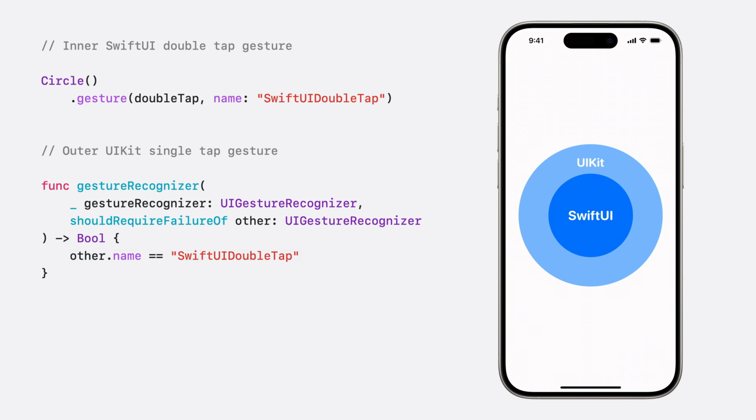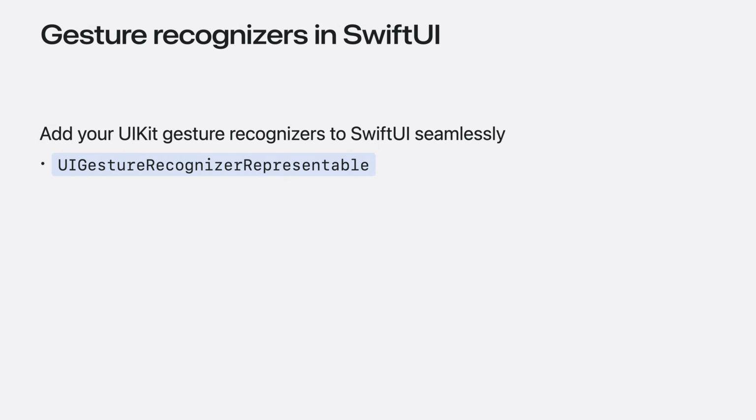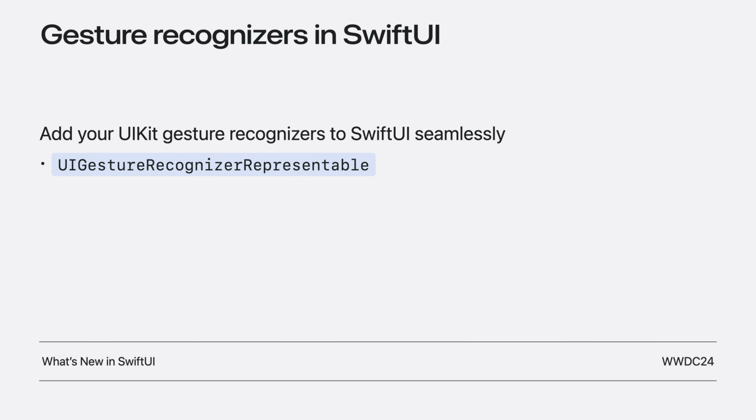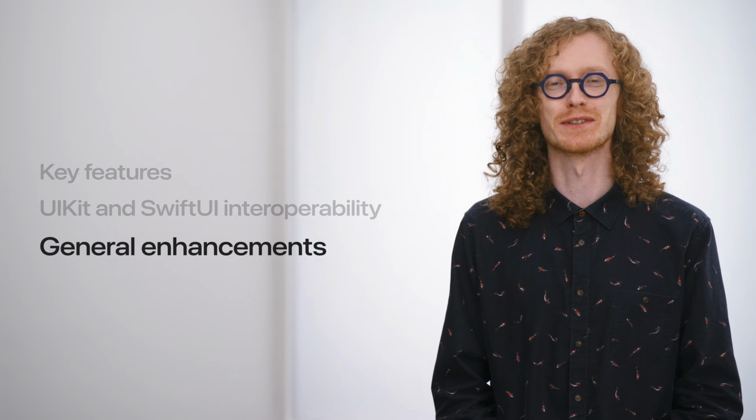This way, the single tap gesture recognizer coming from UIKit will only fire when the double tap SwiftUI gesture fails, achieving the desired effect. In iOS 18, you can now add your existing UIKit gesture recognizers directly to SwiftUI hierarchies by using the new UIGestureRecognizerRepresentable protocol. See the video What's New in SwiftUI for more details on how to adopt UIGestureRecognizerRepresentable in your apps. Lastly, I'll guide you through some general enhancements of UIKit.